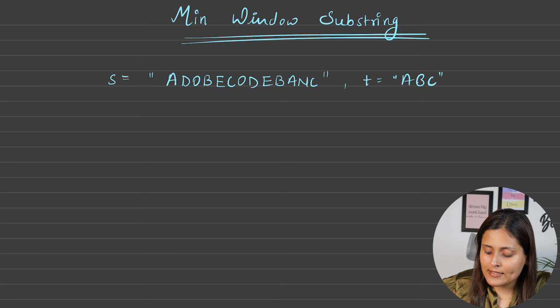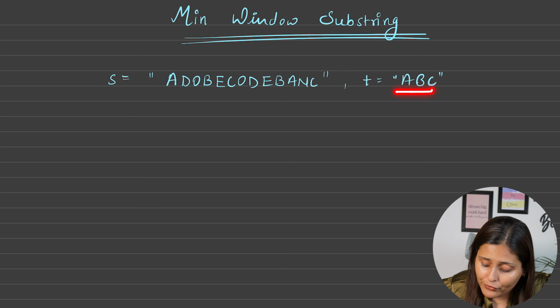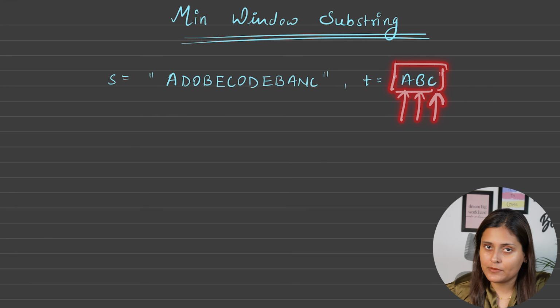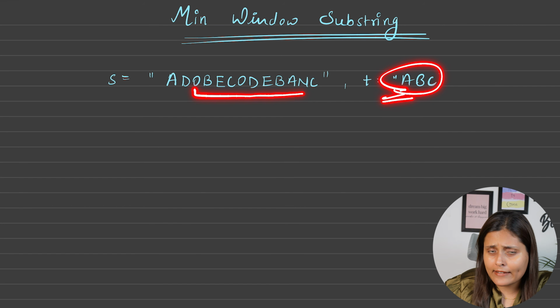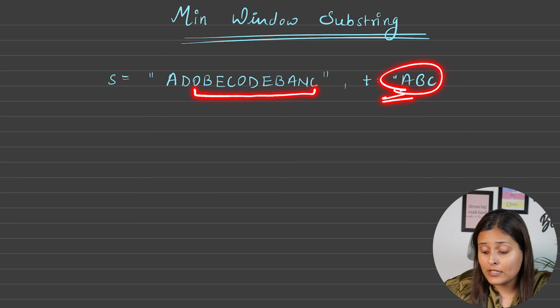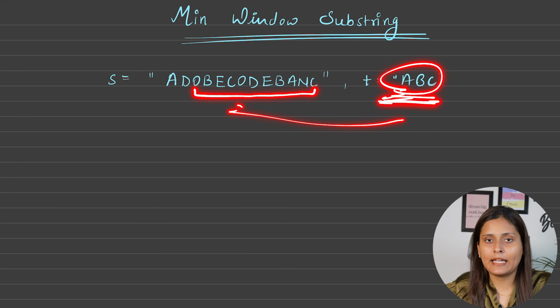So let's first understand what exactly we have to do. We have been given T and S, and we have been said that we have to find A, B, C. Means occurrence needs to be same. Means apart from this A, B, C, in your substring other characters are allowed, but at least these many characters which are present in T with that exact minimum frequency should be there in S.